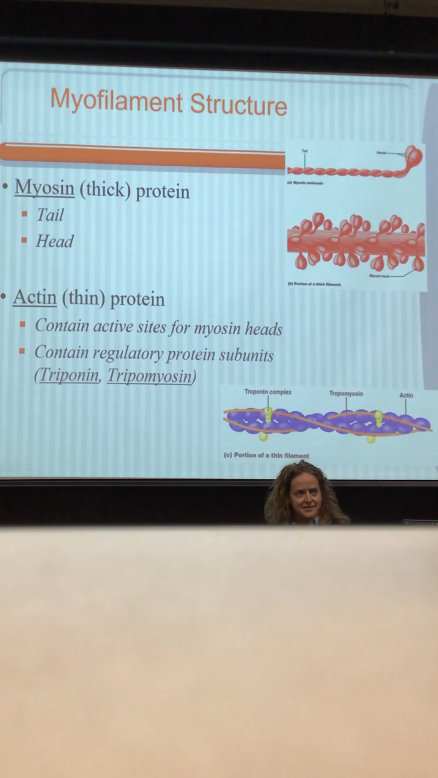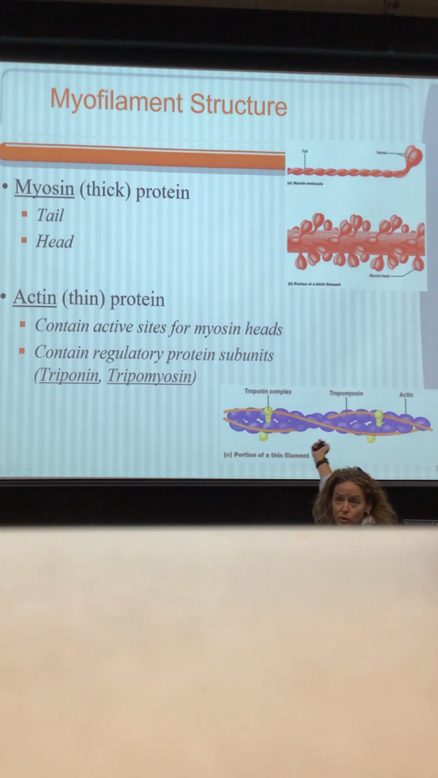Okay, so actin and myosin are the myofilaments, smallest pieces, contractile. Actin is the thin one. Actin has these two subunits called troponin, tropomyosin. Myosin is the thick one. And what's important to note about the structure is little heads and little tails. Heads and tails.